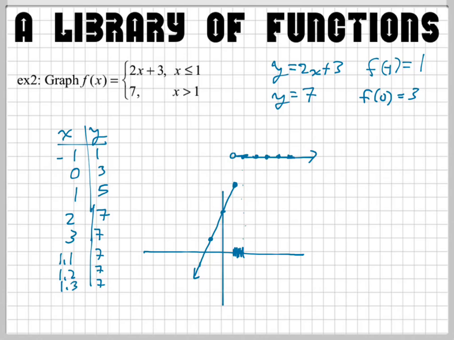Sometimes your piecewise functions have holes in them. This one does not have a hole in it, because when I get to 1, I have an answer, and when I get to 1.1, I have an answer. If your function has a hole in it, it would look something like this. Let's say it goes like this, hole, and then shoots off like that.